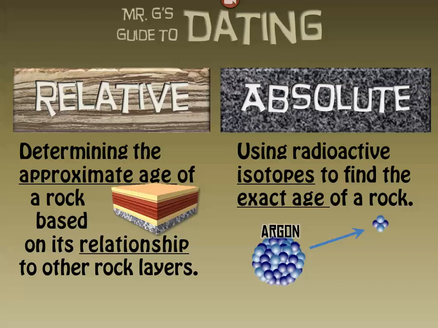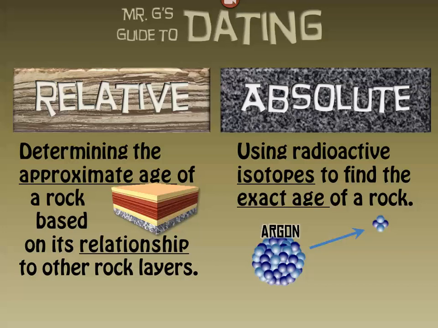And since we know the exact rate at which this occurs, we can use this to figure out, by looking at how much potassium and argon are in a rock, the exact age of that rock based on the rate of what we call radioactive decay. Okay, a lot of details there, but basically we're able to find the exact age of a rock. It's a little more expensive.